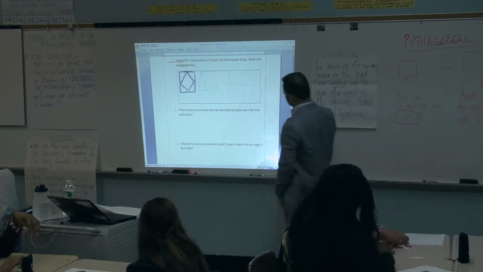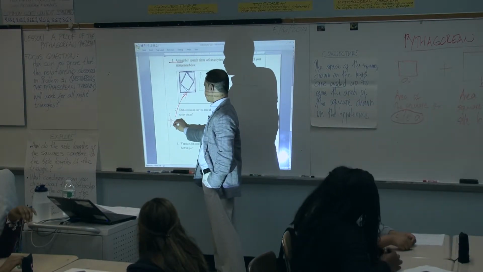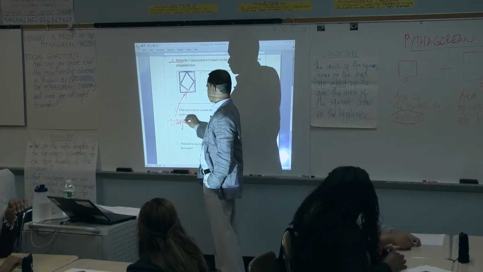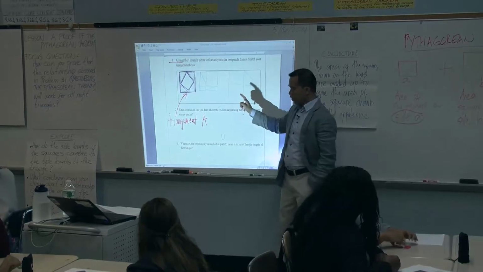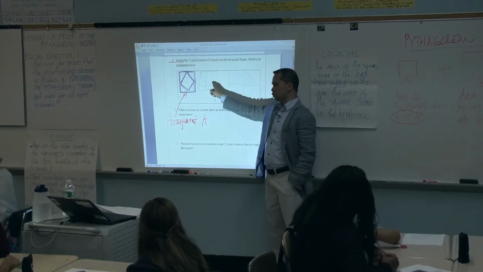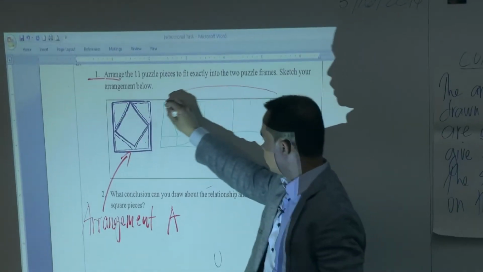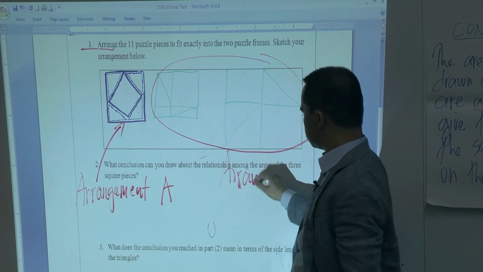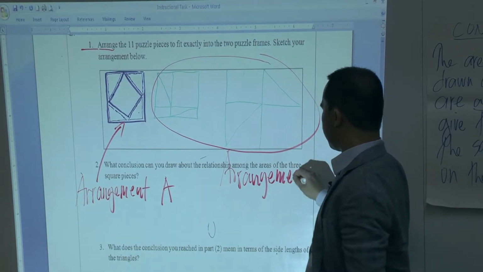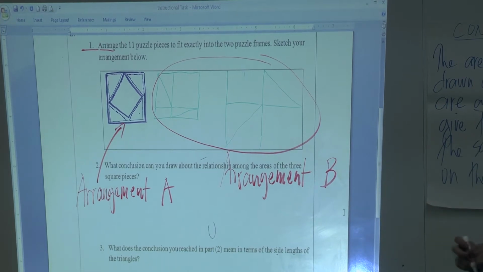Okay, so let's label this as arrangement A. Okay? And do you agree, guys, that these 2 arrangements basically are similar? So can we label these 2 here as arrangement B? Is that okay? Is that fair? Yeah. Okay, so here is what I need.